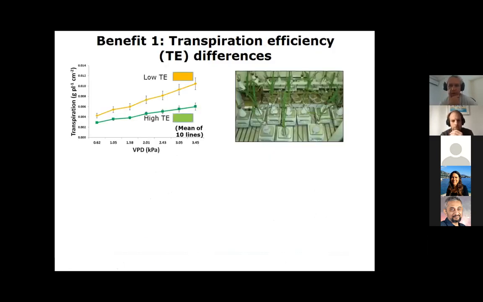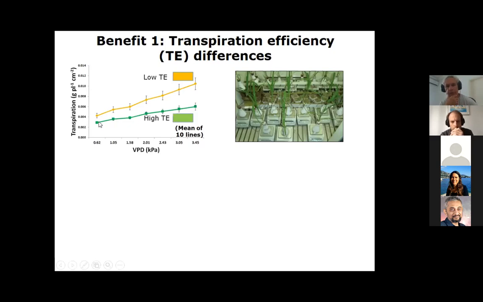So why is it so important? The benefit number one is that it has a relation with what we call transpiration efficiency. Transpiration efficiency is basically a measurement of how much biomass is produced by a crop, by a plant, per unit of water consumed. So what we did was to take data that are generated in sorghum.